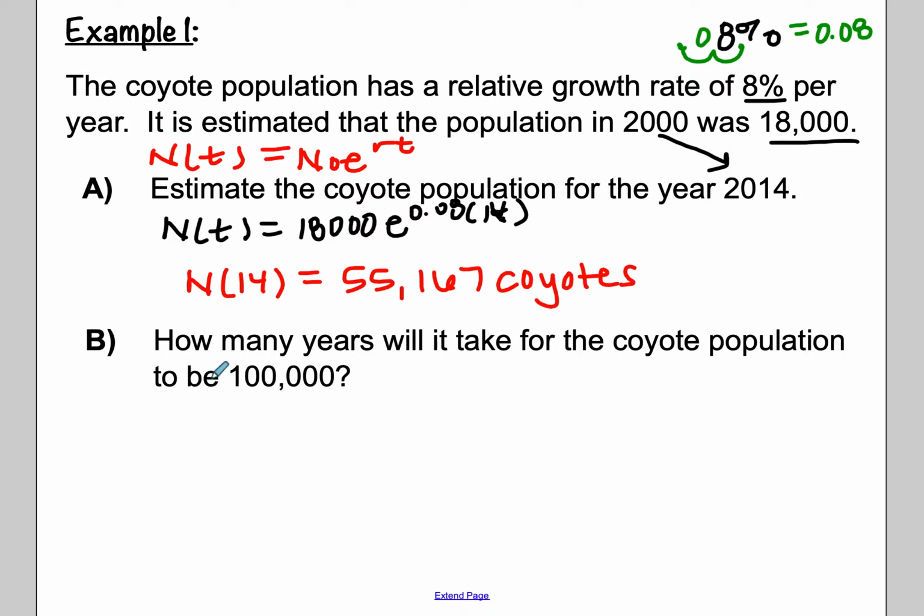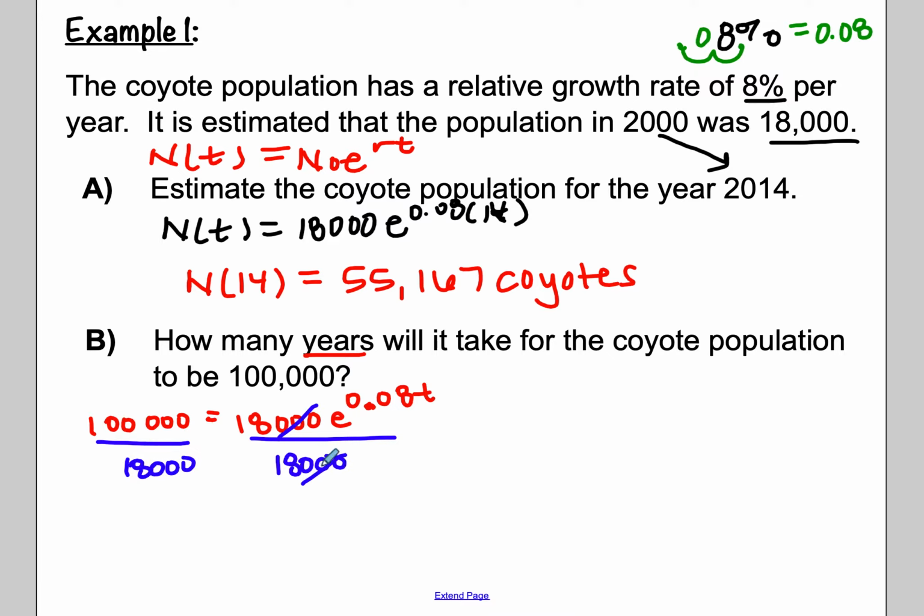So there's A. B: how many years will it take for the coyote population to be 100,000? Now I'm trying to find years, I'm trying to find t. I don't know what t is here, but I do know how many coyotes I have: 100,000. So I have 100,000 equals 18,000 e to the 0.08 t, since the rate they're growing is still 0.08. Now I need to solve this. In order to solve, I always need to get e by itself, so I first divide by 18,000 on both sides.